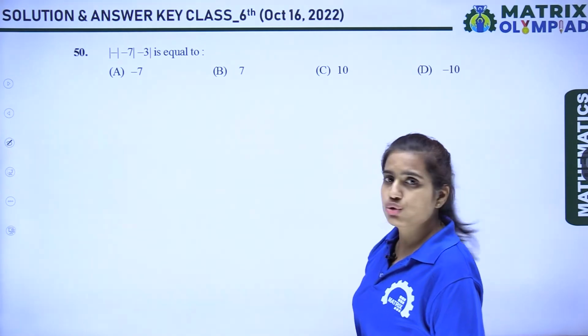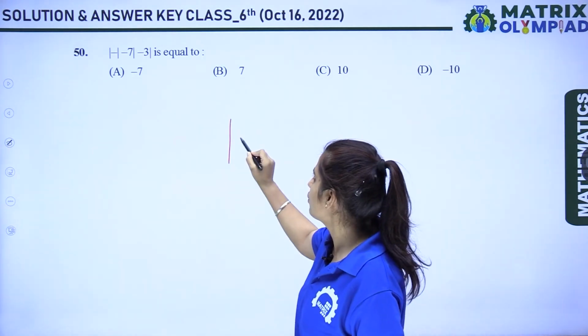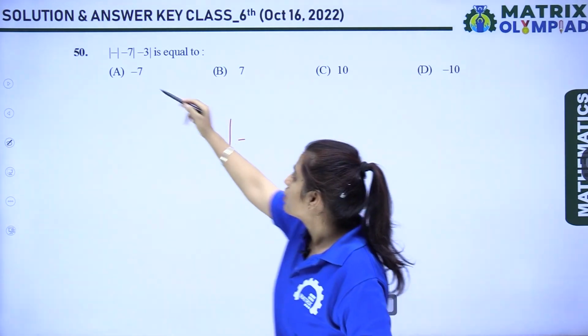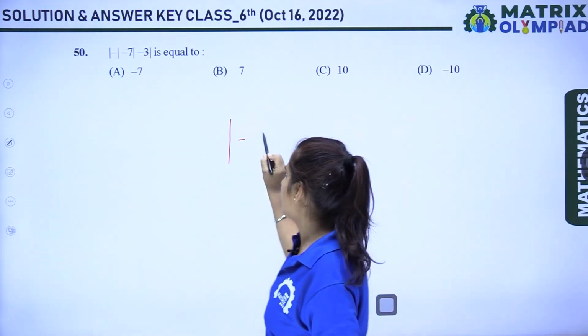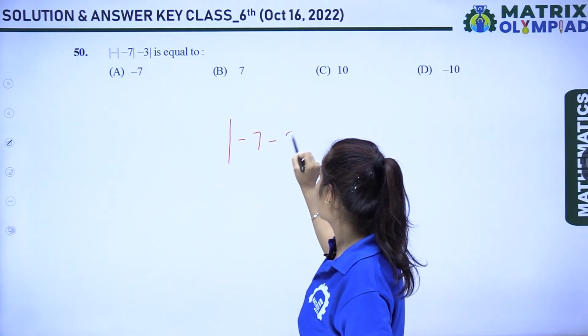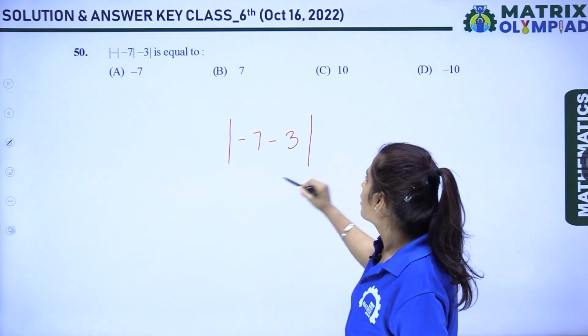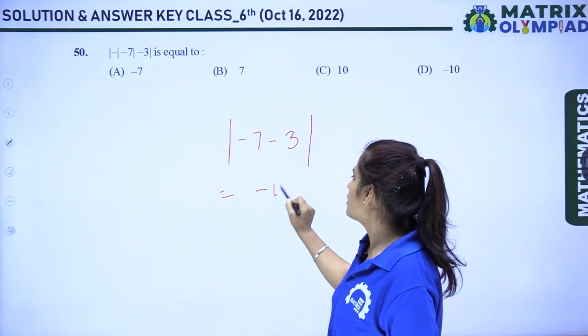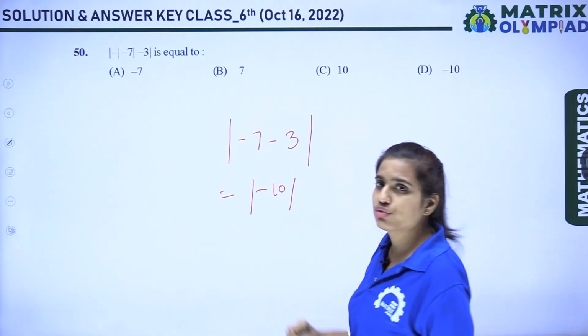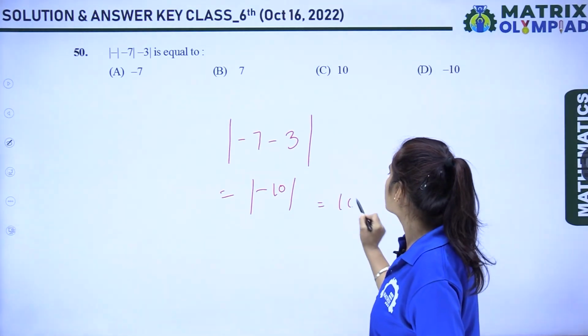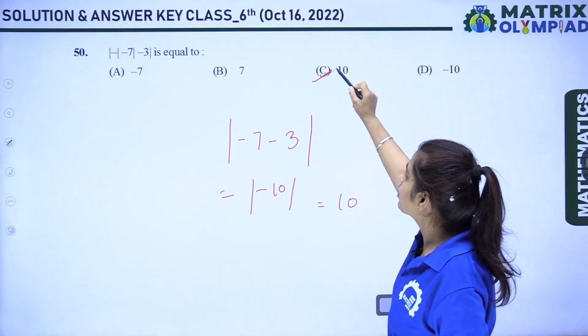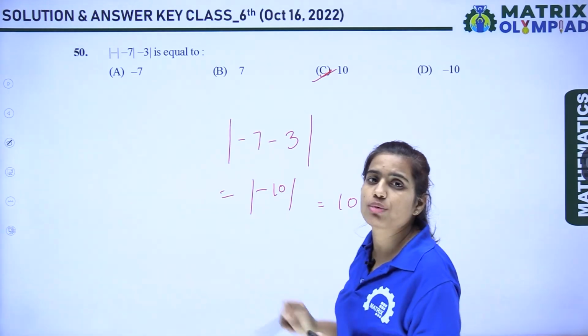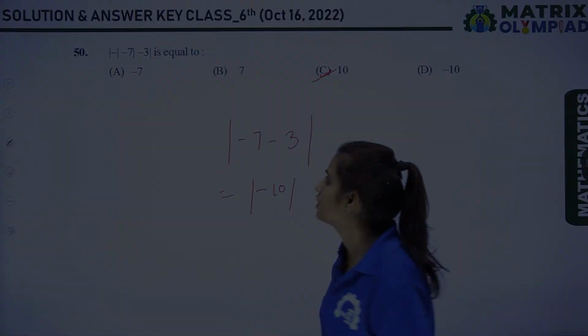Now, the last question is, first of all, we are going to solve the absolute value of -7 minus 3, that is equal to the absolute value of -10. So, the answer will be positive 10. So, according to the options, we can say that option C is the correct answer.